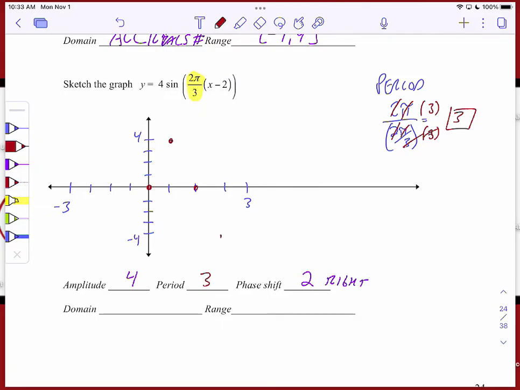Sine normally starts at 0, goes up to its amplitude number. So if the amplitude is 4, it goes up to 4. Then it hits the x-axis again and goes down to negative 4.